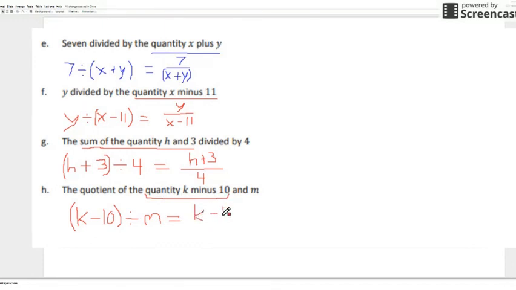So like before, this all comes first, and it's all in parentheses. So all of this goes on top of the fraction bar, and then of course the m.